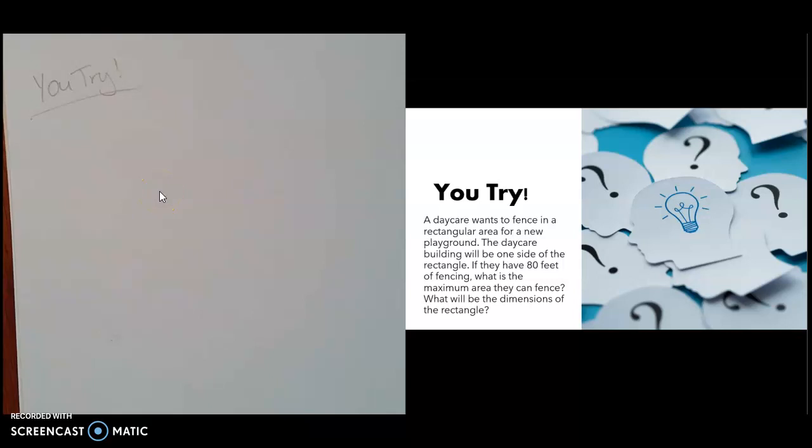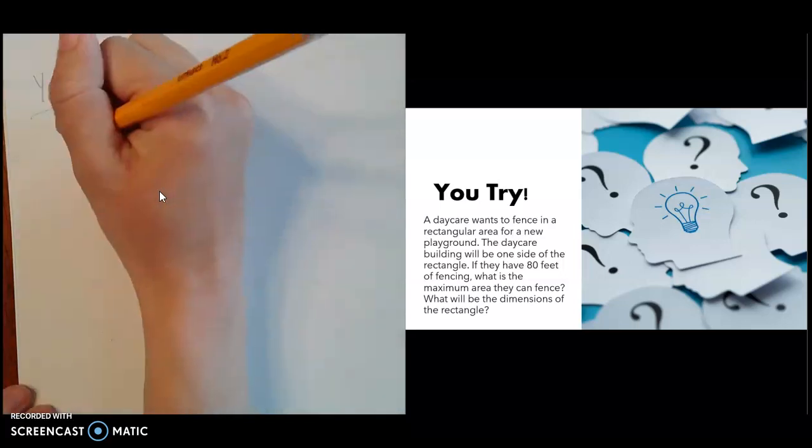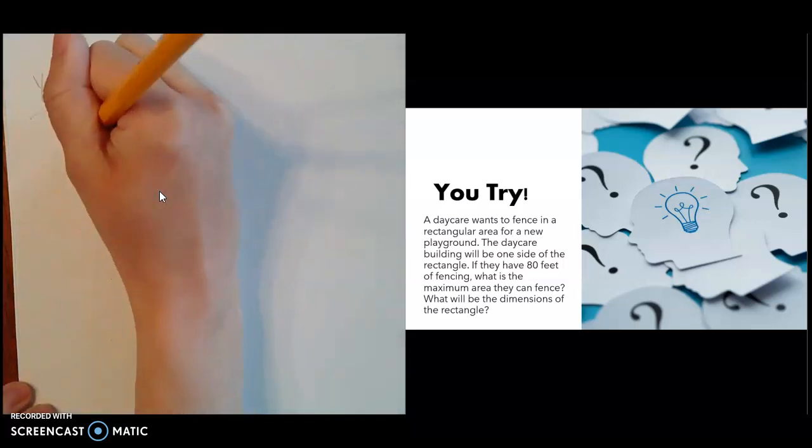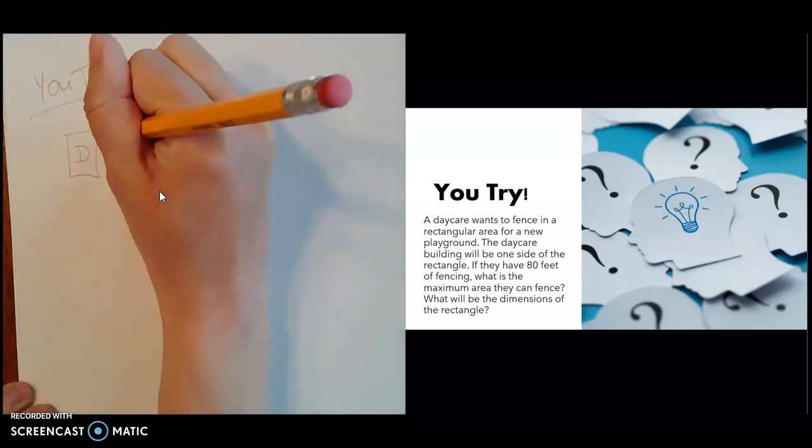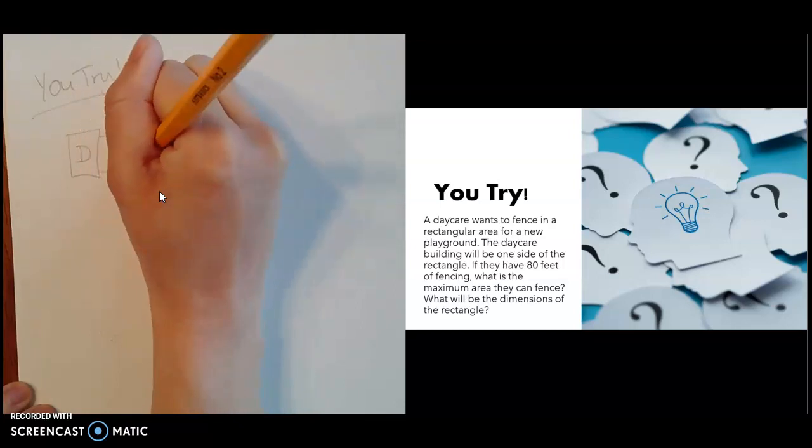You all just finished a U-Try where you got to do an application of a maximum or a minimum. So let's see how this one went. The problem says, a daycare wants to fence in a rectangular area for a new playground. The daycare building will be one side of the rectangle. All right, so we've got a daycare building and we're going to make a rectangular playground.